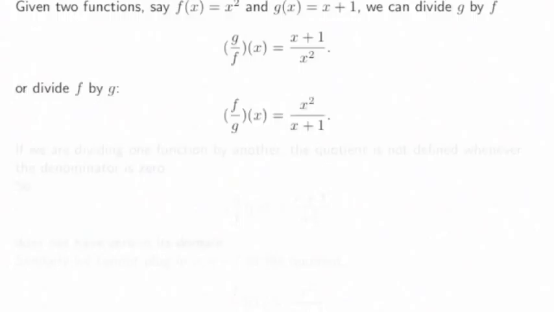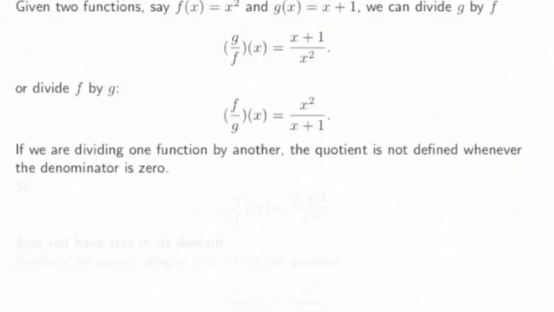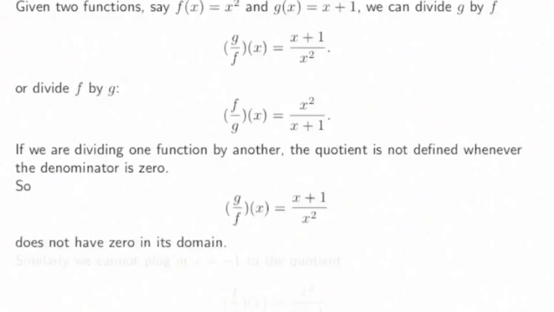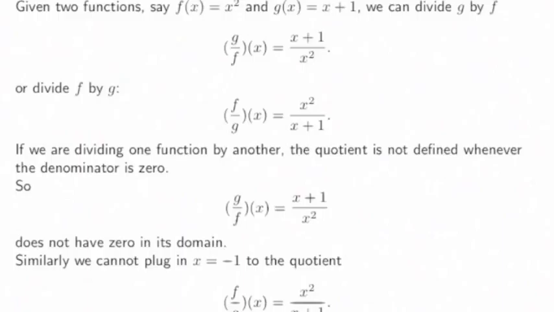Given two functions, x squared, for example, and x plus 1, we can divide g by f and get x plus 1 over x squared, or we can divide f by g and get x squared over x plus 1. Whatever happens, if we're dividing one function by another, the quotient is not defined whenever the denominator is 0. So g divided by f, x plus 1 over x squared, does not have 0 in its domain because that would make x squared 0. In the same way, we cannot plug in x equals minus 1 to the quotient f divided by g because that would make the denominator x plus 1 equal to 0.